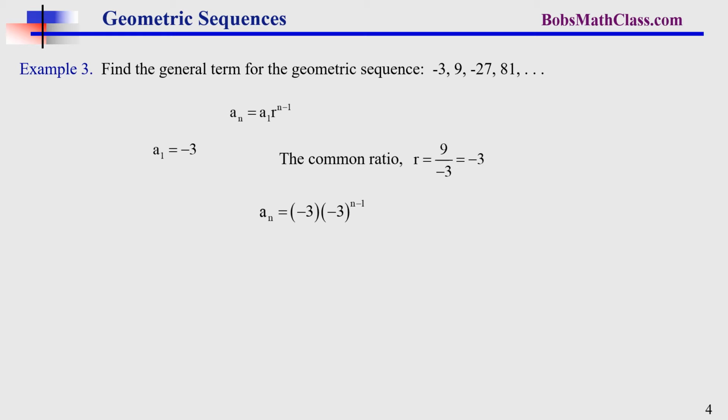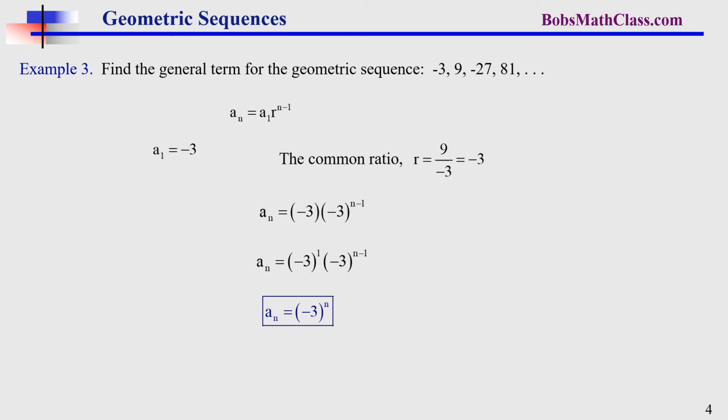The bases are the same, so therefore we could add our exponents. The exponent on the first negative 3 is a 1. So we're going to add 1 plus n minus 1. The 1's will cancel, and we're just left with n. So there's our final answer, a sub n equals (negative 3) to the power n.